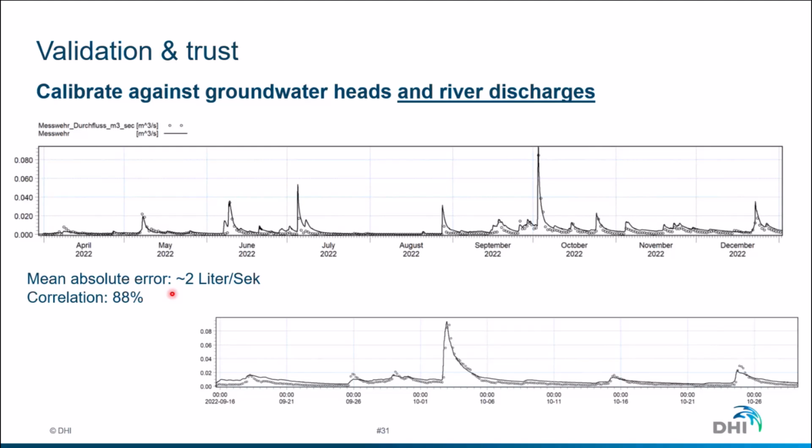So when you do the fully integrated catchment model and you calibrate the groundwater heads as well as river discharges, you are really producing a very reliable groundwater recharge rate, which is probably with an uncertainty of less than 10%.